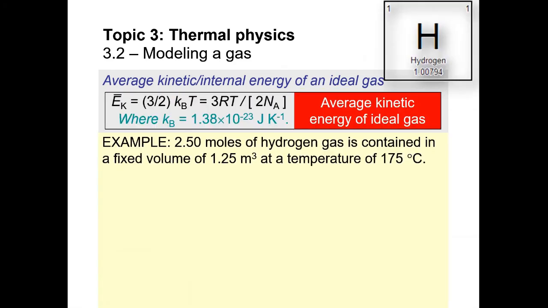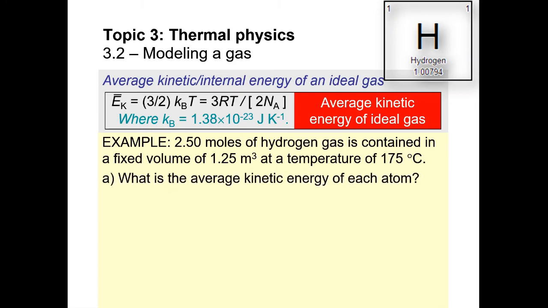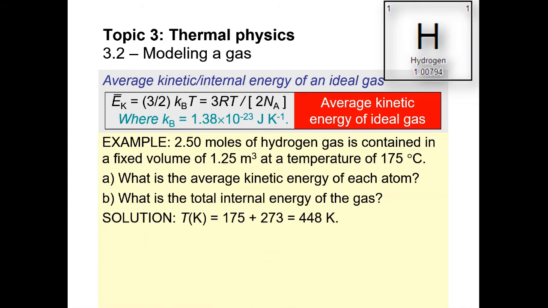Example: 2.5 moles of hydrogen gas is contained in a fixed volume of 1.25 cubic meters at a temperature of 175 degrees Celsius. A. What is the average kinetic energy of each atom? B. What is the total internal energy of the gas? First, we need to convert the degrees Celsius into Kelvin. Temperature in Kelvin equals 175 plus 273. That gives us 448 Kelvin.